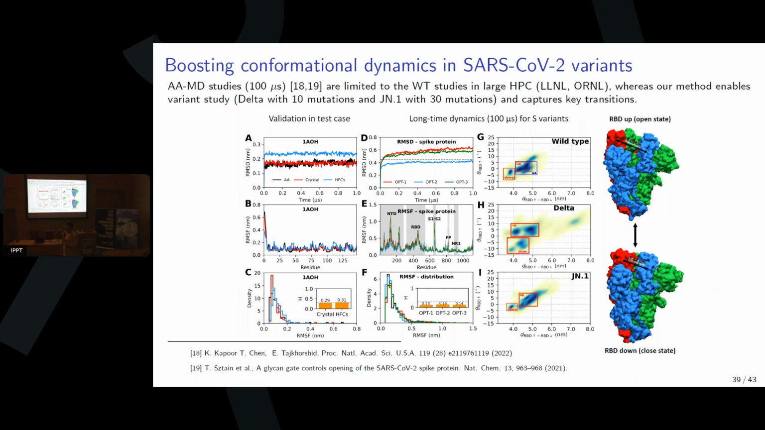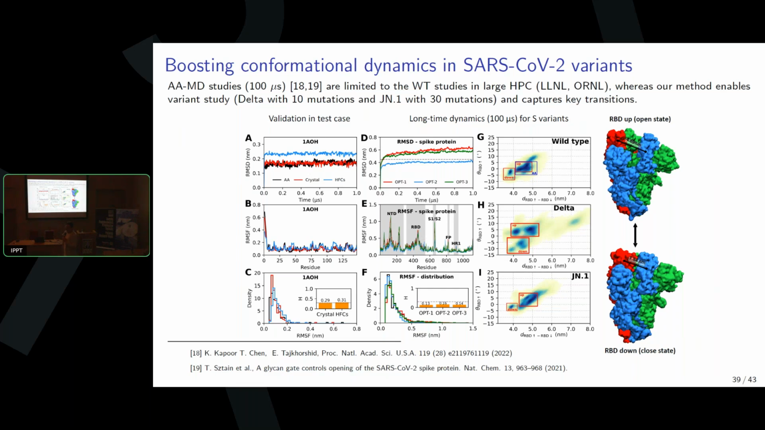And this process is being enhanced by the presence of mutations. That's the only thing. So Delta has, let's say, there are some studies, some experimental data, where they check the population of open and closed state for the wild type. So it used to be 50-50.